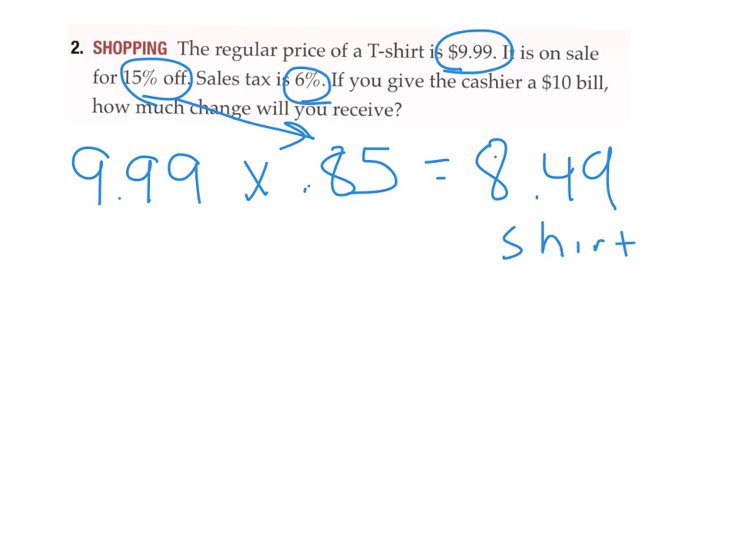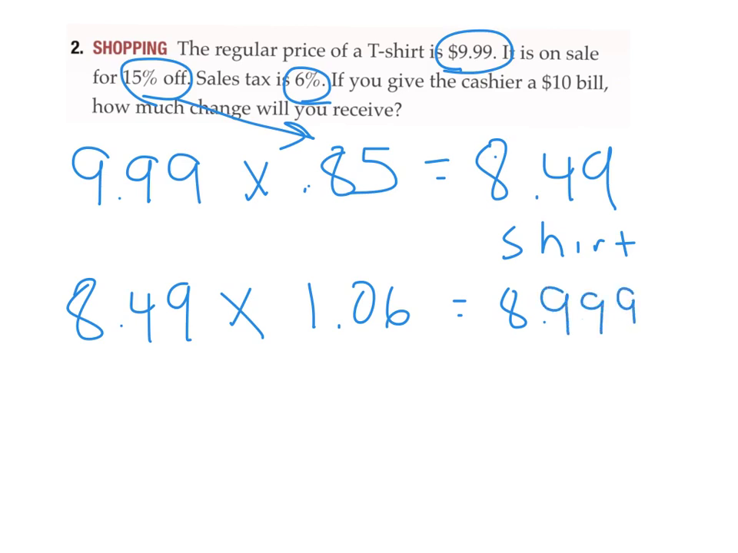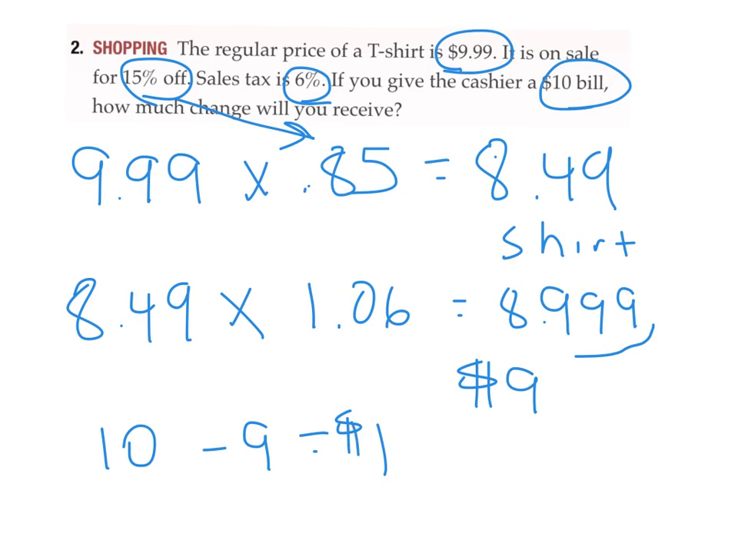And so we get taxed on that. So $8.49 has to be multiplied by the tax. Since we're adding, we add a 1 to our percent. And by doing that math, we get $8.9999. And because money doesn't go past 2 decimal places, we have to round. So in reality, we have $9 is what we're going to pay with tax. Now, the question is, if we give a $10 bill, what's our change? Well, if we give $10 and it costs $9, we get $1 back. And there's their answer.